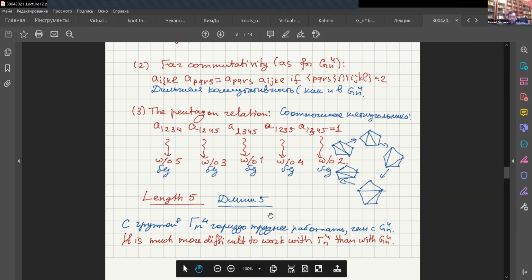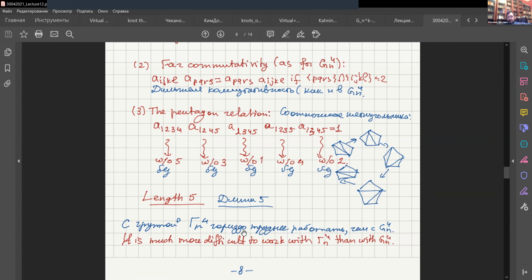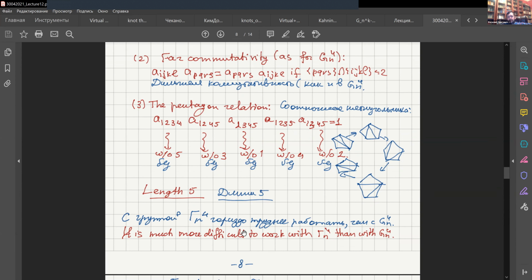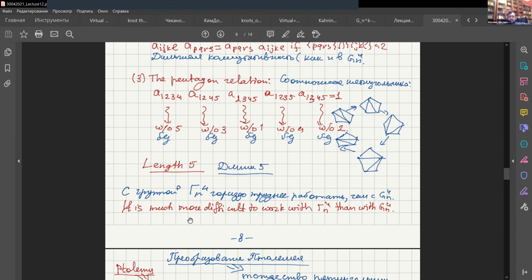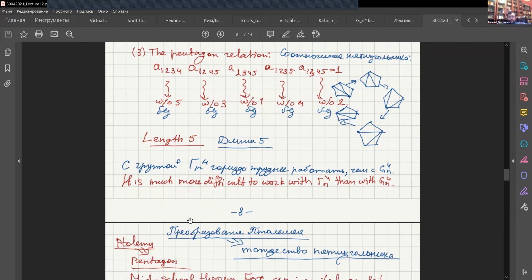If it's outside, we write down the generator of gamma and 4. If it's inside, then we don't write it down. So we have 10 generators for GN4 and 5 generators for gamma and 4. And actually, from the point of view of algebra, gamma and 4 is much more complicated than GN4.